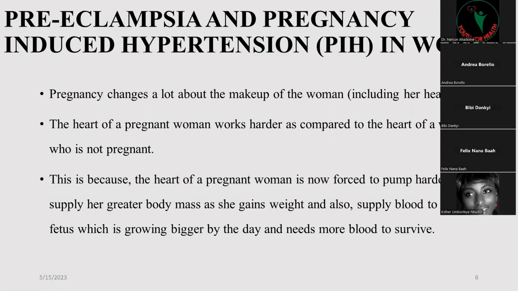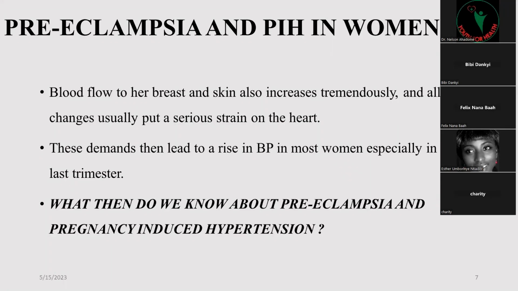This is because the heart of a pregnant woman is now forced to supply a greater body mass as she has gained weight. And also, she's not supplying blood to herself alone, she's supplying blood to herself and the baby, the unborn baby. So these changes can lead to a woman developing high blood pressure, preeclampsia and PIH, as we are continuing.